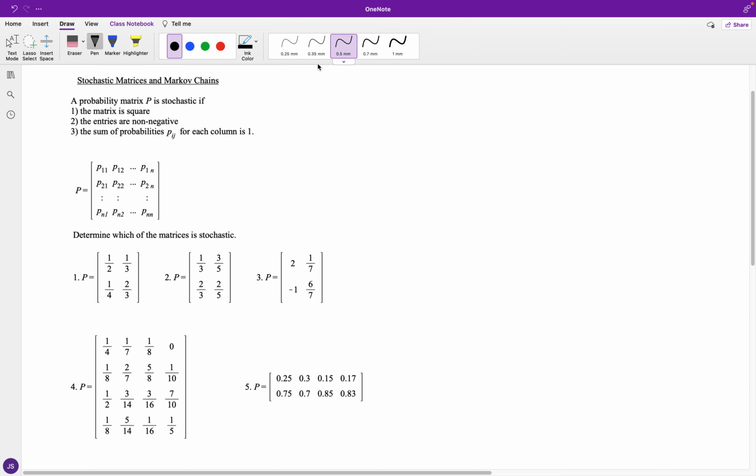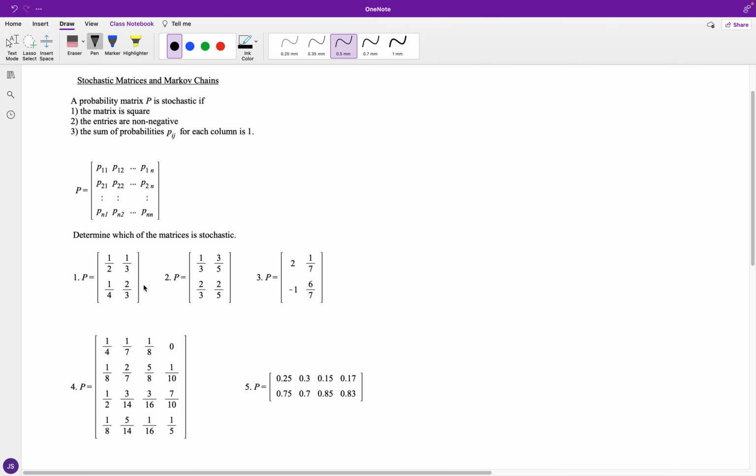The first is that the matrix is square, whereupon the number of rows is the same as the number of columns. Second, the entries, that is the probabilities, are non-negative. Third, the sum of the probabilities for each column is 1. This is the generalized version of a probability matrix. Now let's determine which of the matrices are stochastic.